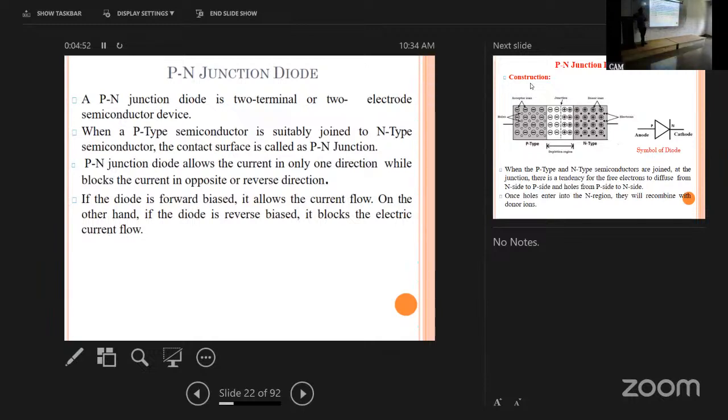So depending upon how we are connecting the external supply, that is positive terminal to positive terminal and negative to negative, depending upon the way of connection of the voltage supply to the PN junction diode, we classify it as forward bias PN junction diode and reverse bias PN junction diode. Okay, so here, everything I just explained is there.